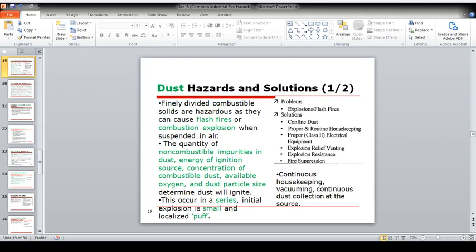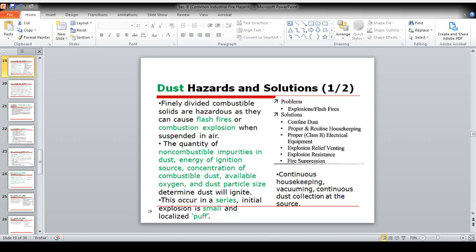We will discuss now dust hazard and solution. Do remember that dust can also create fire and explosion, so that is what we'll be discussing here. We need the fuel, we need the ignition, then we need confinement and dispersion. All these things need to be there for dust to act as an explosion.